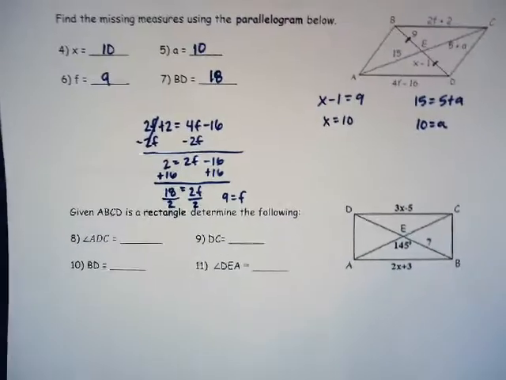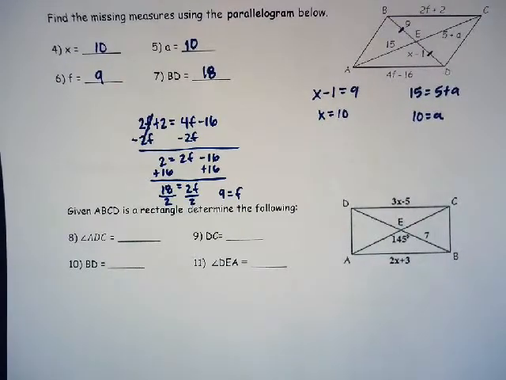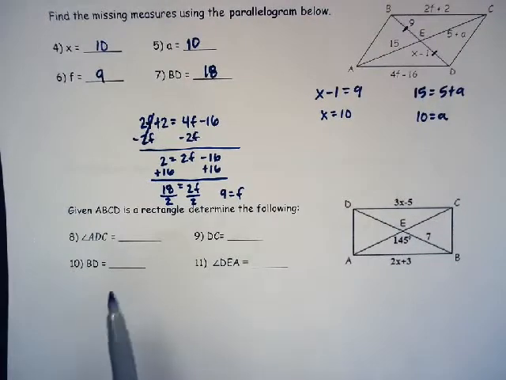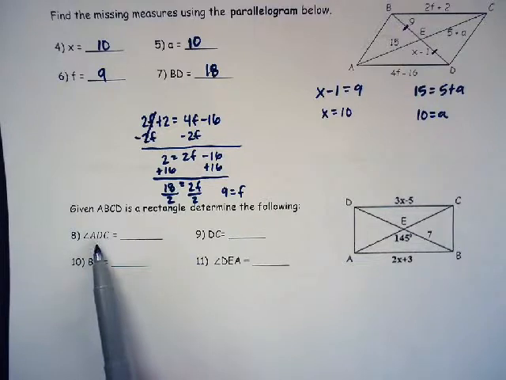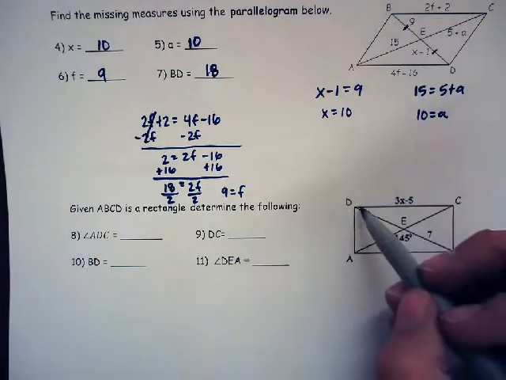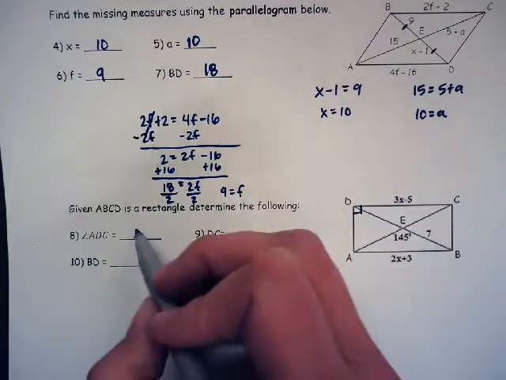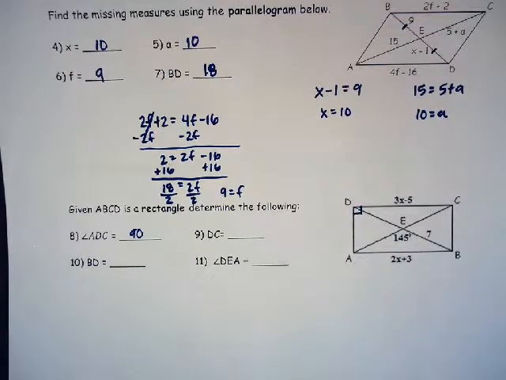Okay, given ABCD is a rectangle, determine the following. So now that I know that it's a rectangle, let's see, the first thing it asks me to do is find ADC. So this angle right here. Okay, and if this is a rectangle, I know that has to be 90 degrees. So I can just fill that in.